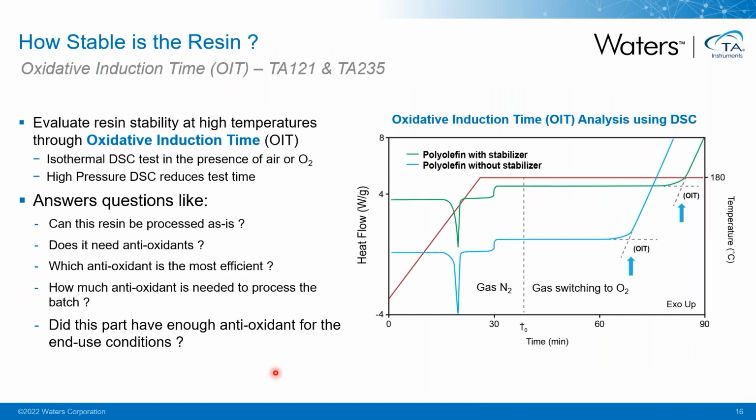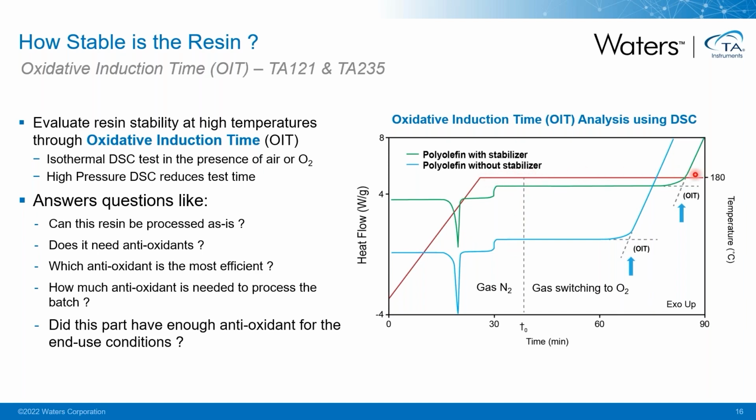Another important parameter that we need to study is the oxidative induction time of the material, the OIT. This will allow us also to evaluate the resin stability at high temperatures. This is a test that we will perform in the DSC, where we will heat the material to a temperature above its melting temperature. So you see here first during the heating, the melting of this polyolefin material.